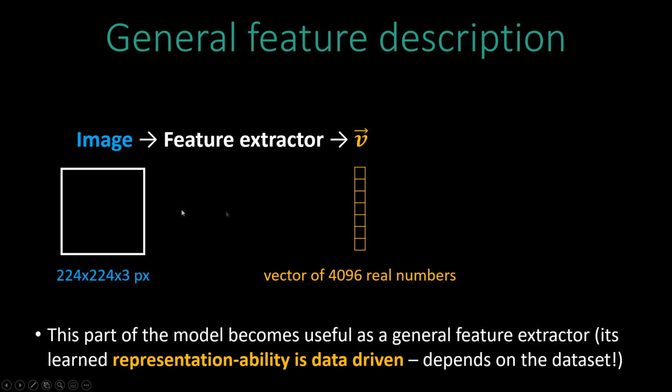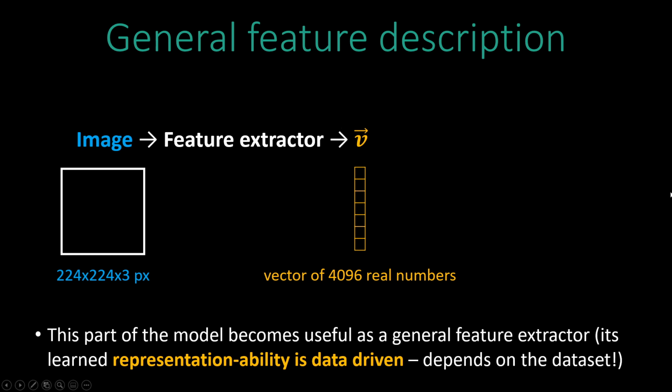If we were to drop the classification part of an already trained network, we will have a network that translates an image into a feature, which represents our image with some vector. So this part of the model becomes useful as a general feature extractor, because its representation ability depends on the data it was trained on.